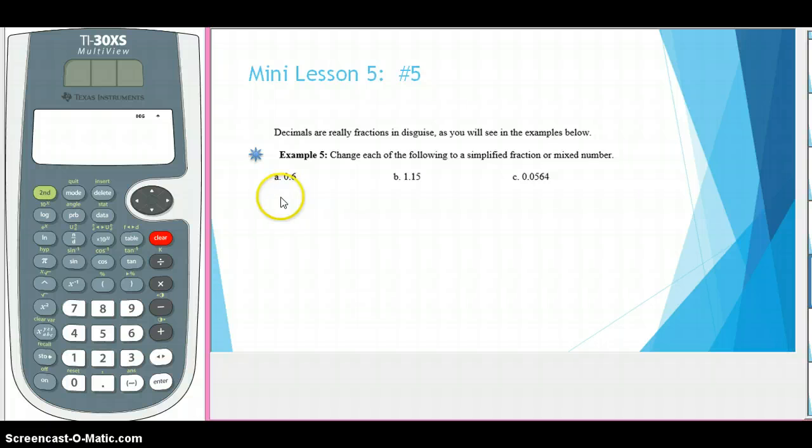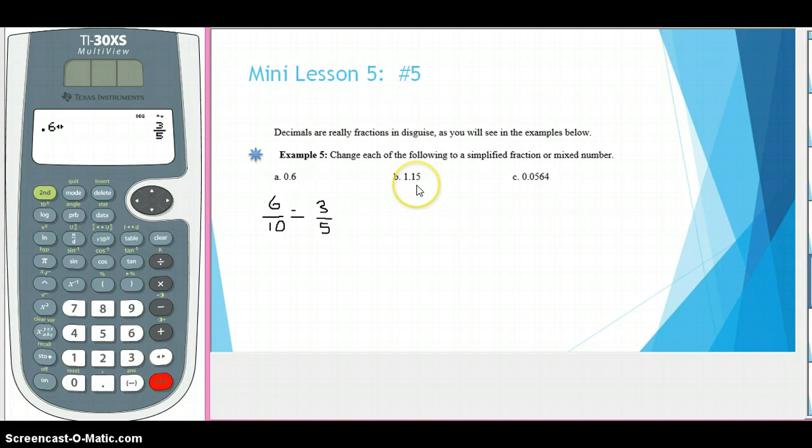So this first one is 6/10. That's how we would say 0.6 using a word name. So it also means 6/10. This is not simplified, so I'm going to just put in 0.6 and then I'm going to use this button and the calculator will change it to a fraction for me and simplify it. So 6/10 is equivalent to 3/5. So 3/5 would be our final answer because we were asked for a simplified fraction.